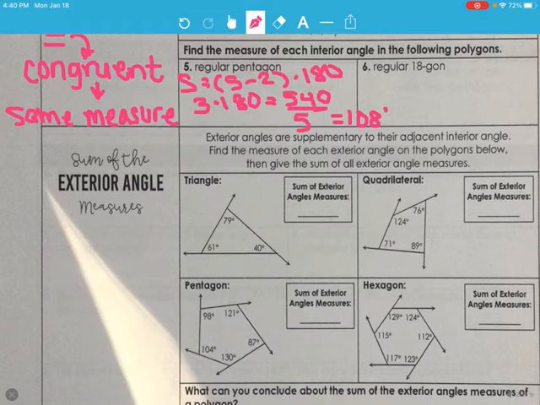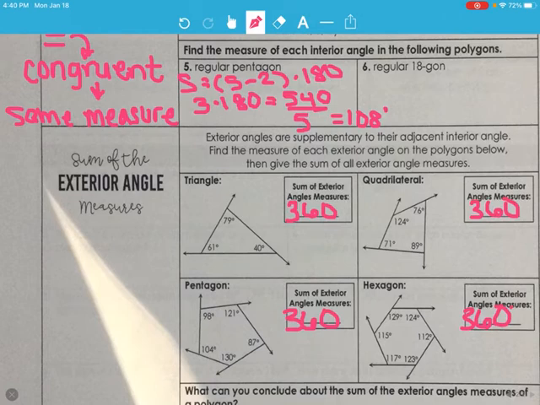Okay, next we have the sum of the exterior measures. Exterior measures, no matter what the shape is, it is always 360. So if I have a triangle, a quadrilateral, or a pentagon, I believe that's a pentagon, it is still 360. Doesn't matter the shape. If it's exterior, it's always 360. So we're going to practice finding these.